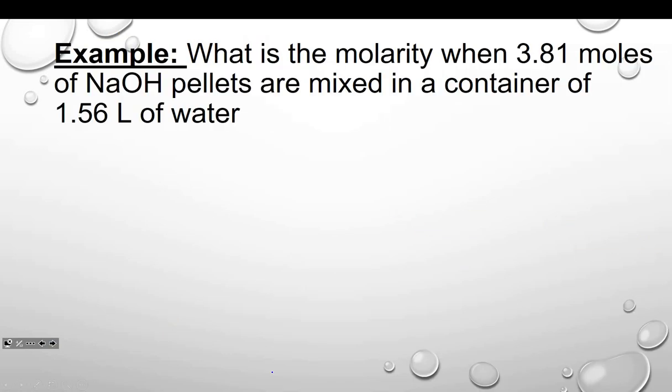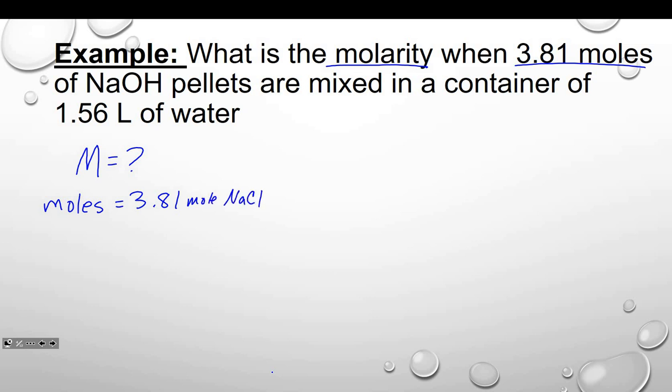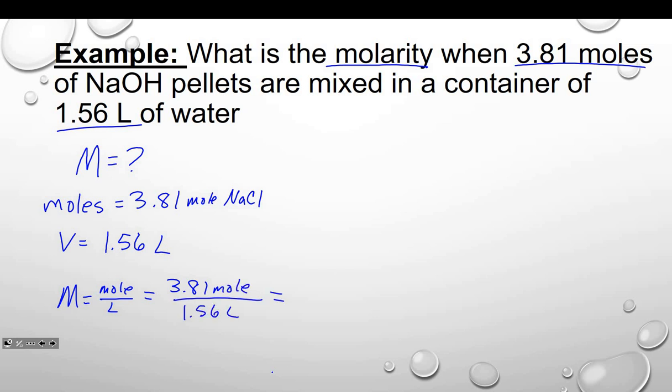Now, going forward, having that in my brain, we want to find some things. So what is the molarity? I'm looking for capital M when here's my moles, that's of sodium chloride pellets mixed in a container of, here's my volume. So remember that molarity is equal to moles divided by liters. So I'm plugging in 3.81 moles divided by 1.56 liters, I get my answer.